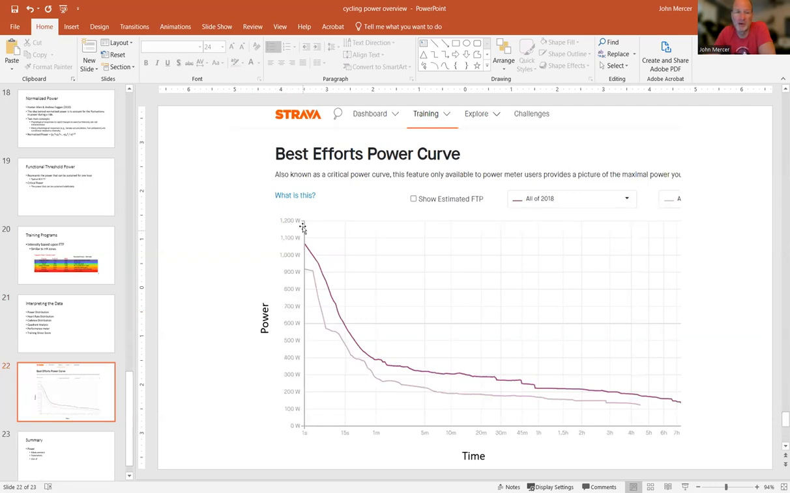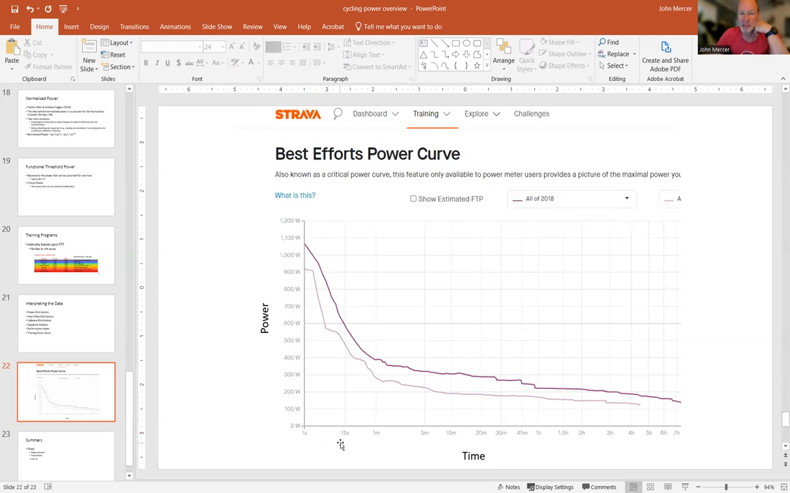So here's power on the y-axis, and here's time on the x-axis. I've got short time over here, 15 seconds, 1 minute, 5 minutes, 7 hours here. So this is not equal intervals here. This is on more of a logarithmic type of scale. So this is 7 hours here, 15 seconds, 1 minute, 5 minutes, what have you.